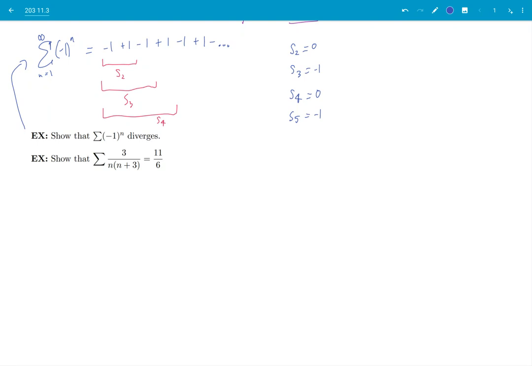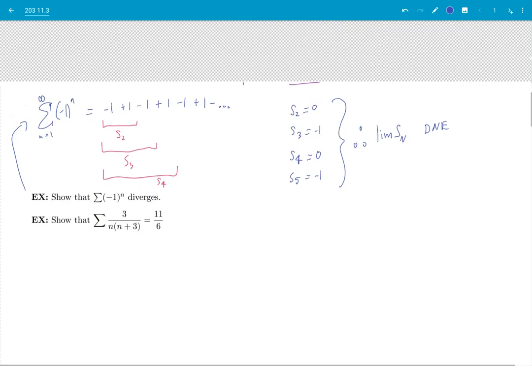So I'm looking at this sequence of numbers here. Does it have a limit? No, it does not. It's alternating forever, just goes back and forth between 0 and -1 forever and ever. So there is no limit. It's not approaching anything. So therefore, the limit of Sn does not exist.